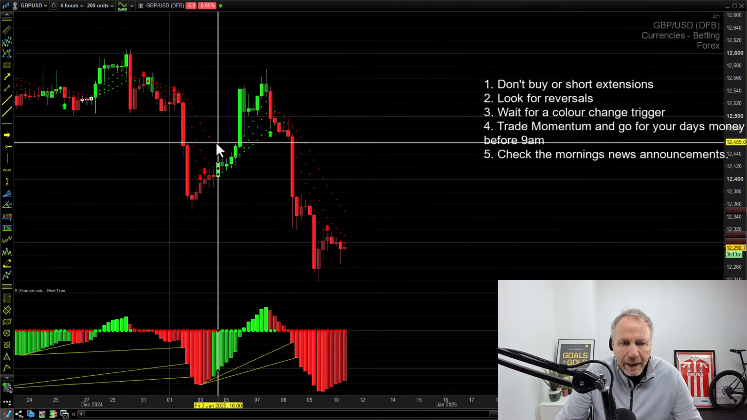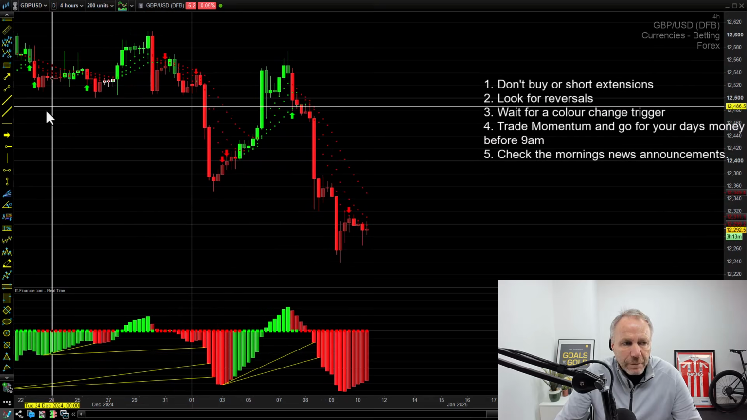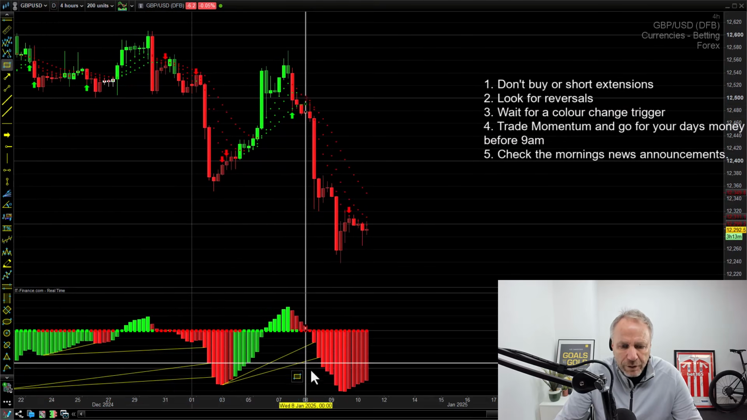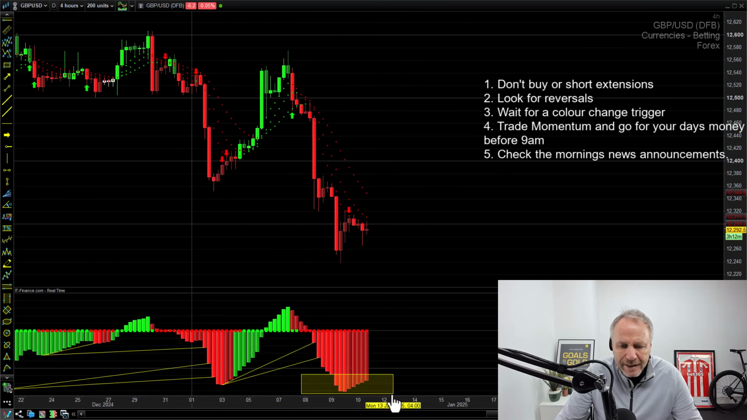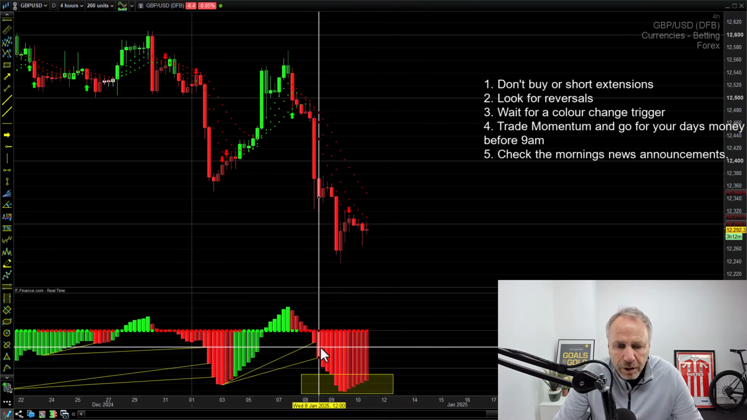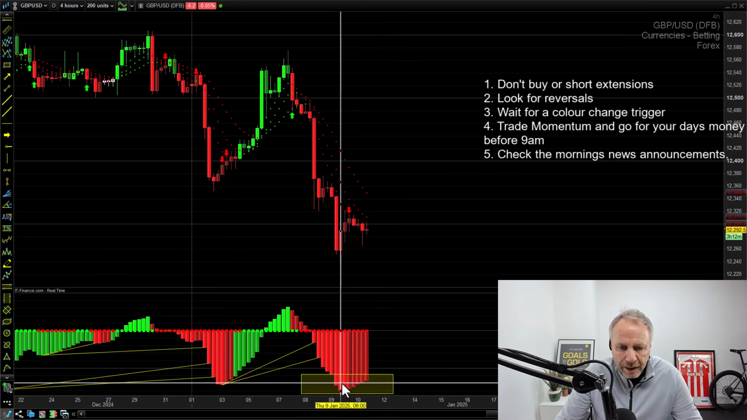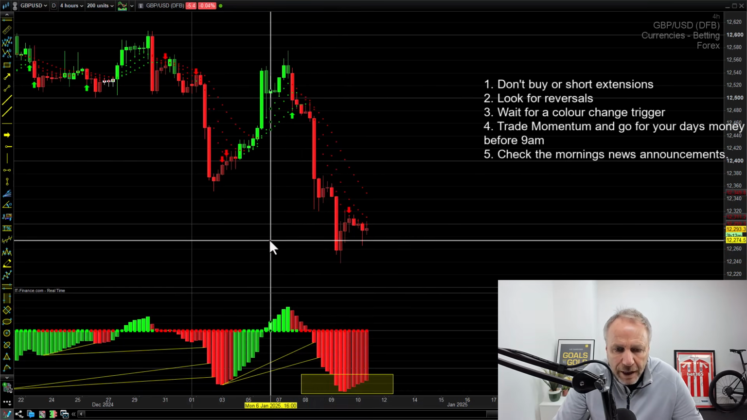If I look at the pound US dollar on the 4-hour time frame here, you can see that we've got this great big extended oversold momentum signal here. So I'm only going to be looking for long side trades on the 5-minute time frame.